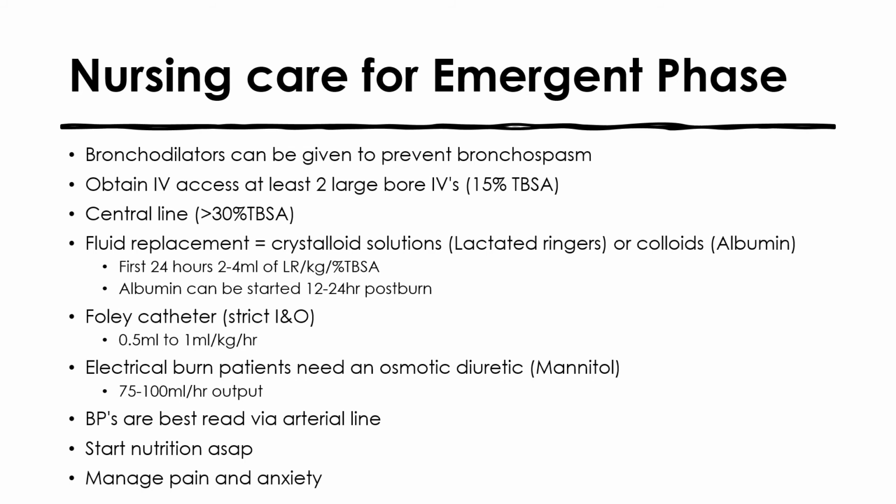We need a crystalloid solution, and that is lactated ringers. Also, albumin is recommended as an infusion as well. So for the first 24 hours, we need 2 to 4 mL of lactated ringers per kilogram per percent total body surface area. Please know that. Albumin is usually recommended 12 to 24 hours post-burn, okay.